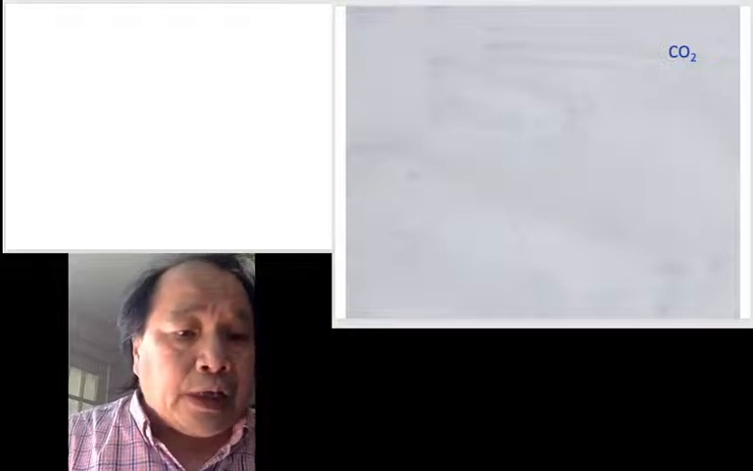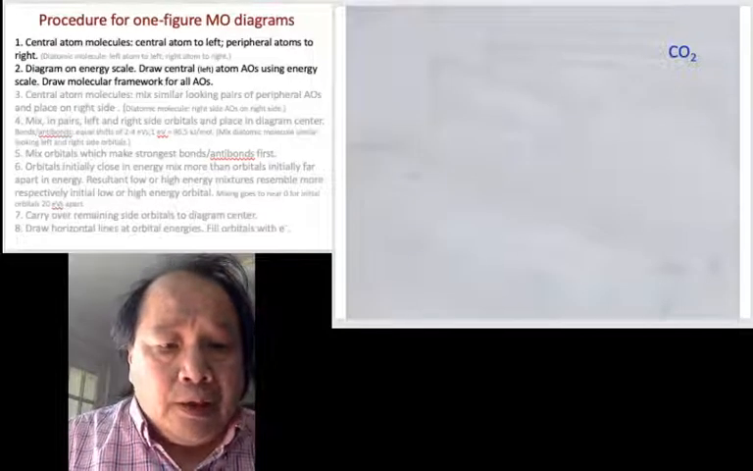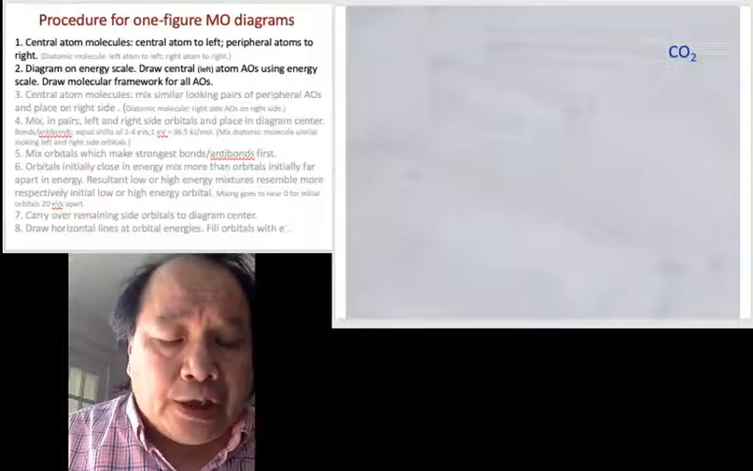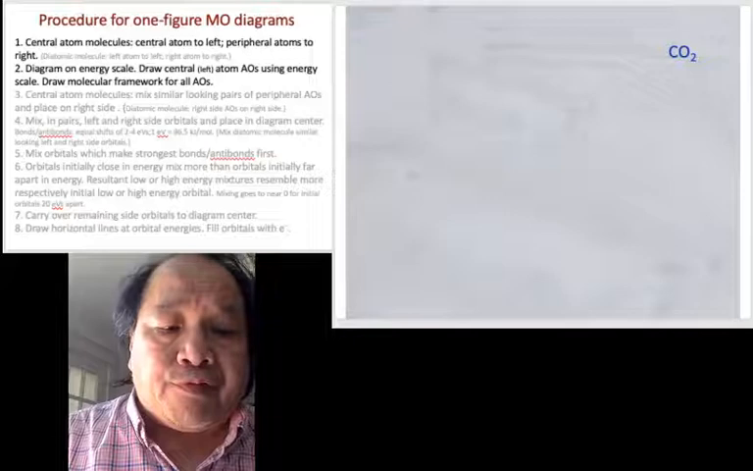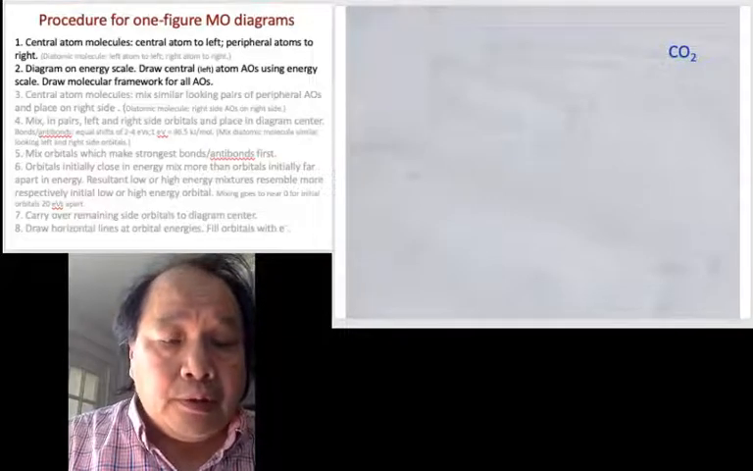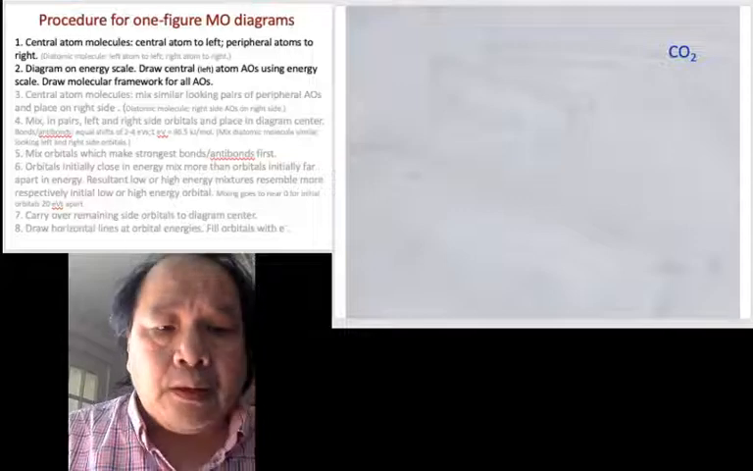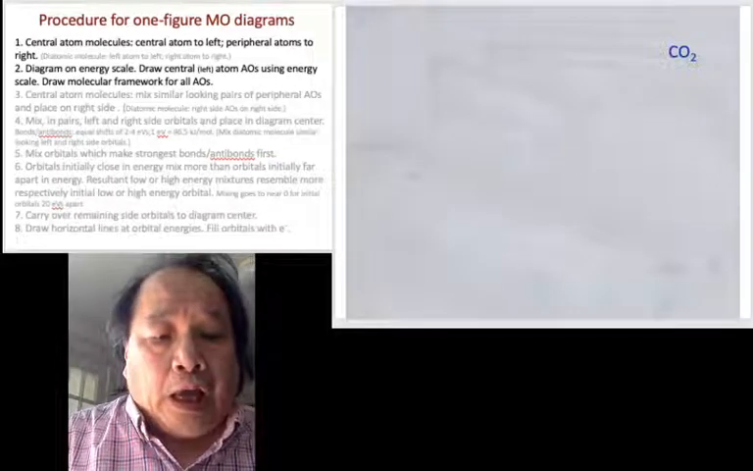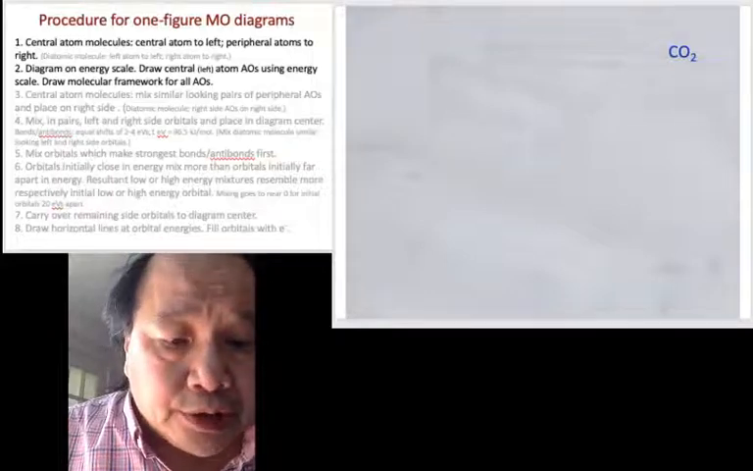The procedure was outlined last time, and let's review what it is. In the central atom MO diagram, the central atom is on the left, the peripheral atoms are on the right. The central atom in CO2 is carbon. We're going to have an energy scale. We're going to draw the central atom AOs using this energy scale.